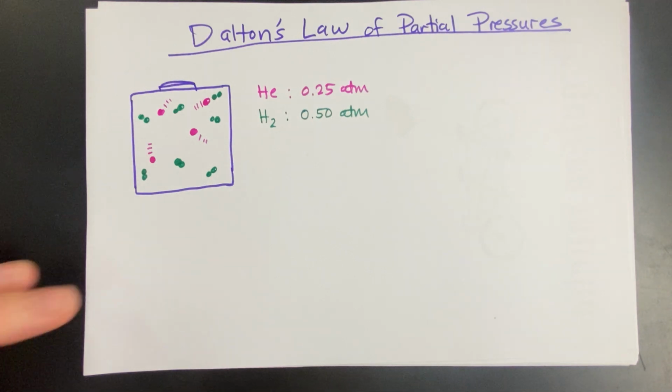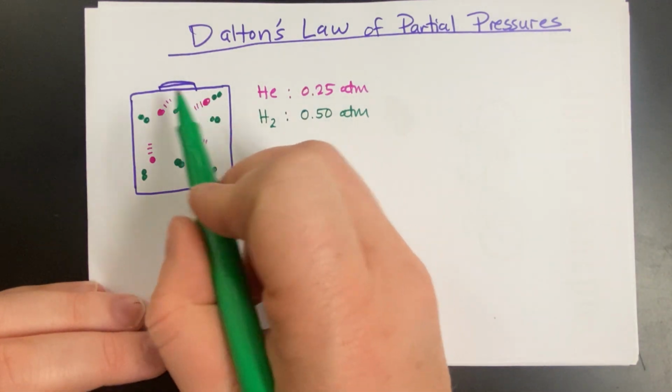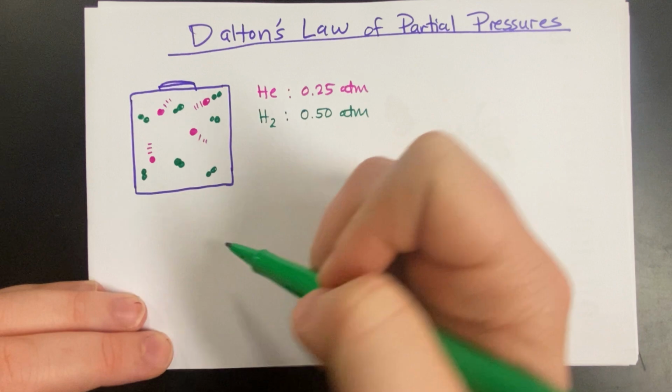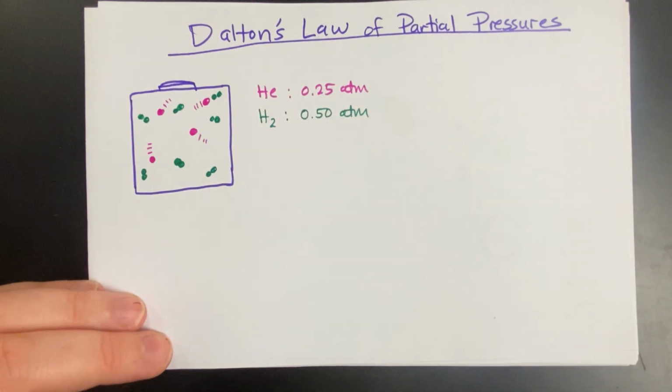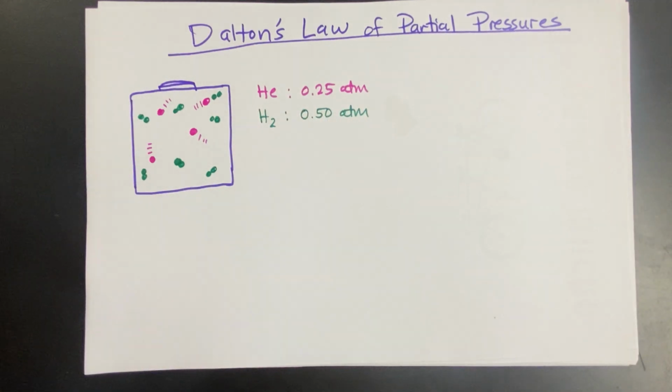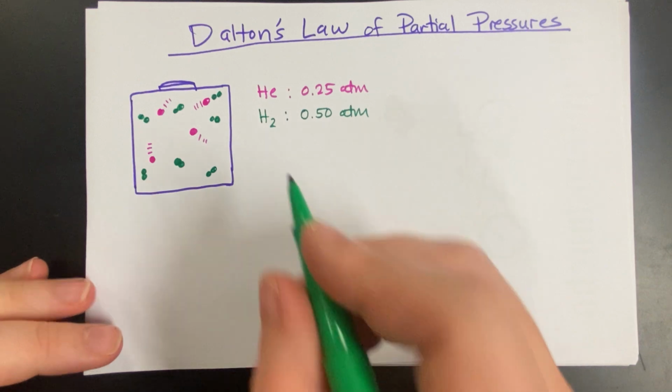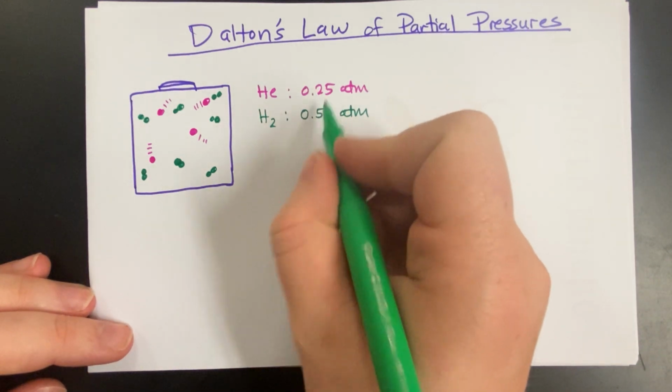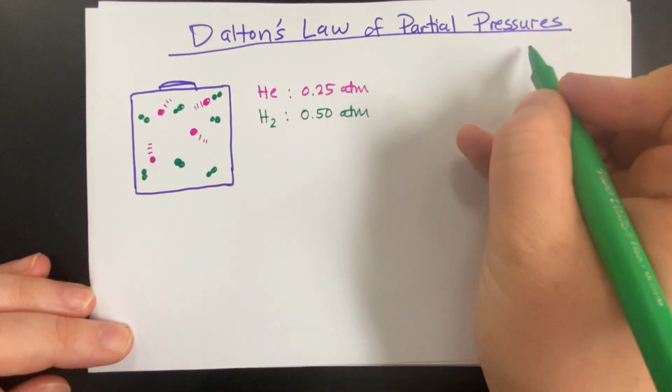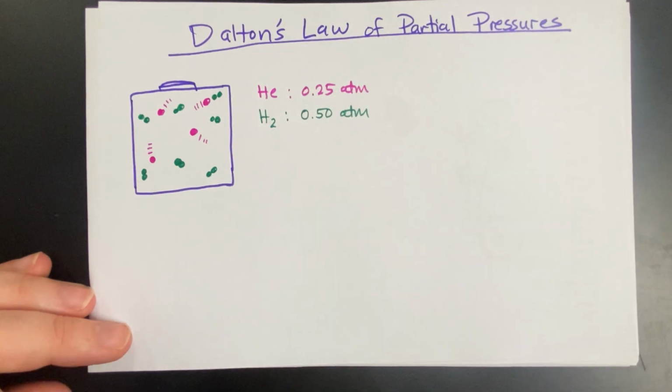So right now, take a wild guess, guys. What if you wanted the total pressure inside of this container? Pink is 0.25 and green is 0.5. What do you think the total pressure is? Yeah, the total pressure inside that container right now is 0.75. You literally just add up the partial pressures. That is what Dalton's law is.